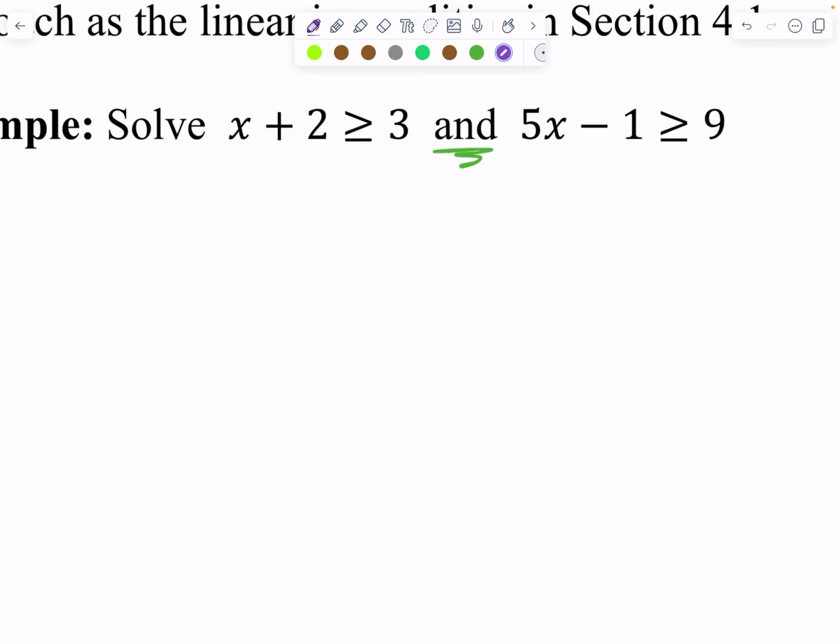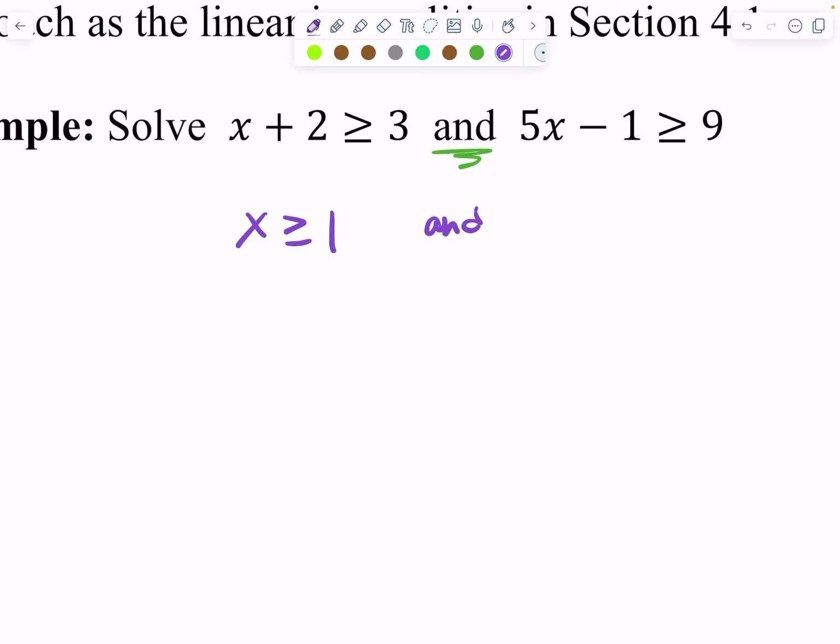So we can work with them separately in the same way that we did before. Make sure you are writing your and in between. So each line of work should be the same as the way that I'm showing work here. So this first inequality, I'm going to think about subtracting 2 from each side of the inequality by the addition property of an inequality. So that would be x is greater than or equal to 1 and adding 1 to each side of the inequality.